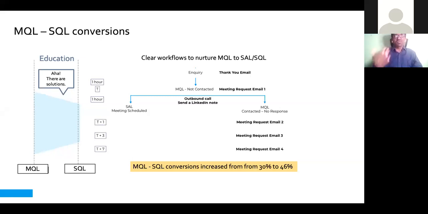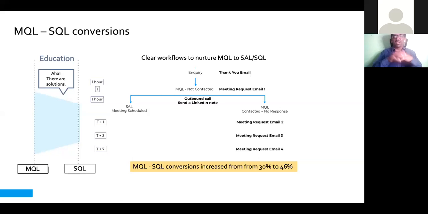And you can also do an outbound call, or a LinkedIn request, so that there are different touch points. So even people who are not very actively looking for something and just signed up to explore would be reminded of the fact that they have to give a time for a demo, right?